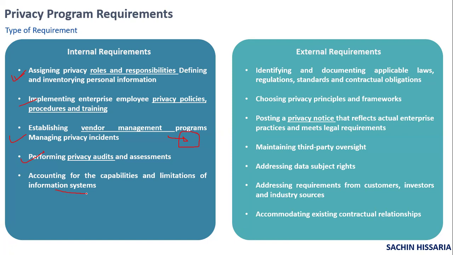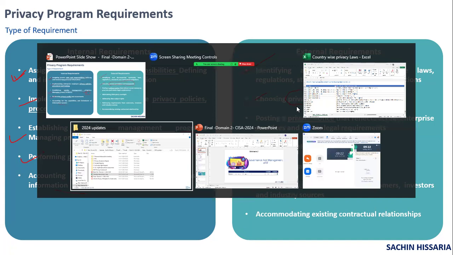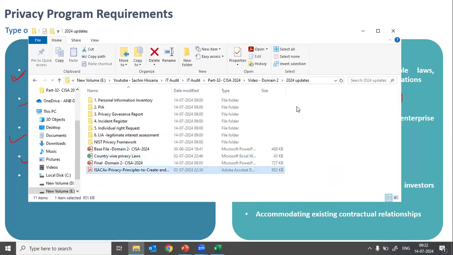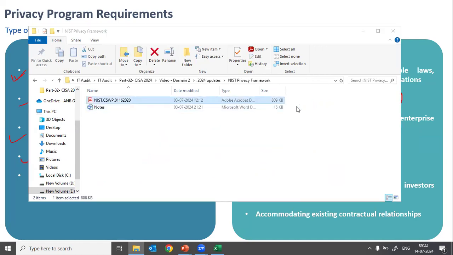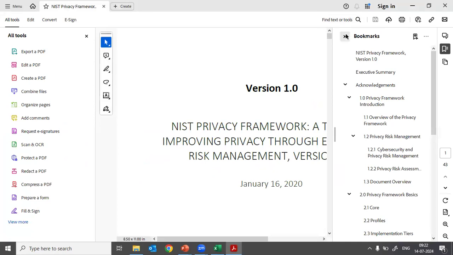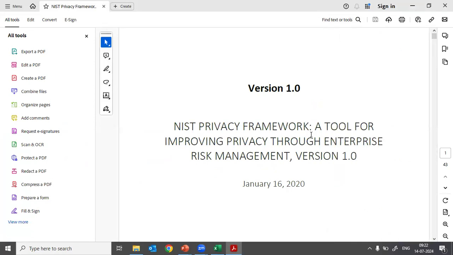Now, if we talk about external requirements, they will include that the company first needs to identify which privacy law is applicable to that company. Then the company may choose any privacy principles and frameworks. So for data privacy also, guys, there are certain frameworks available in the market. For example, one of the frameworks is the NIST privacy framework. So the company has to determine whether they want to comply with this framework or whether they don't want to comply with this framework.